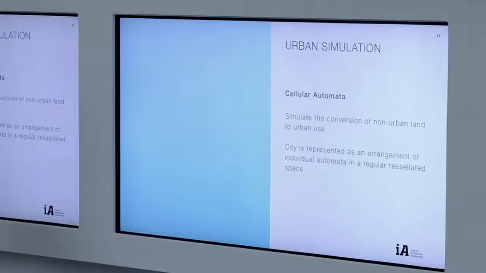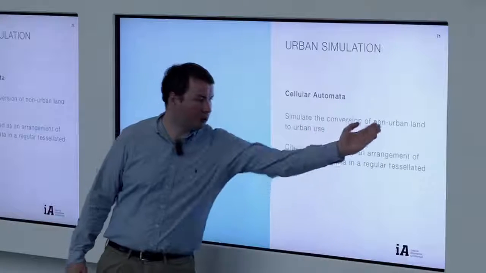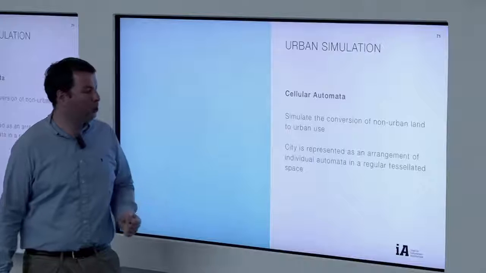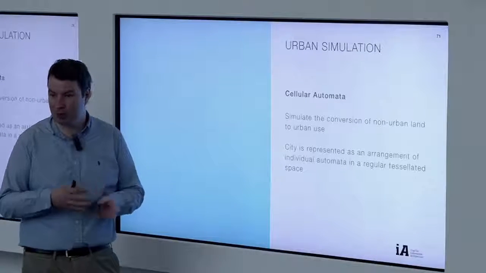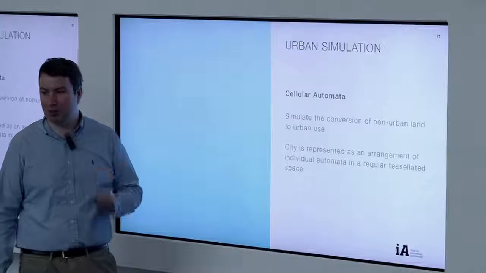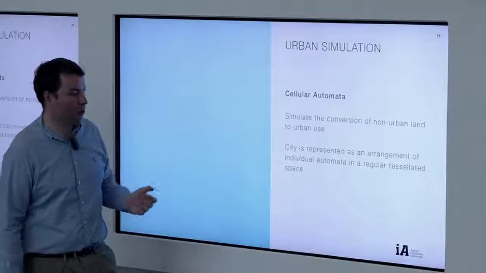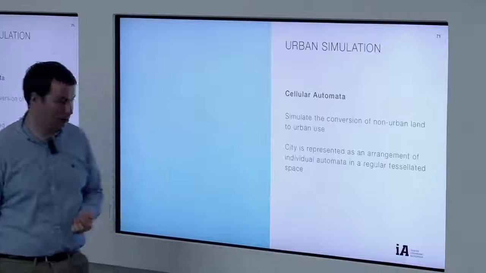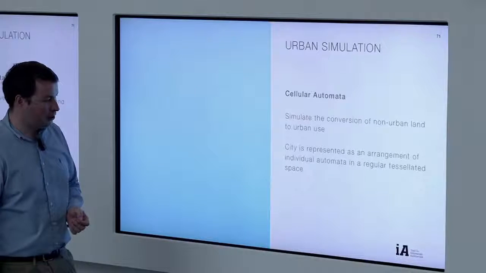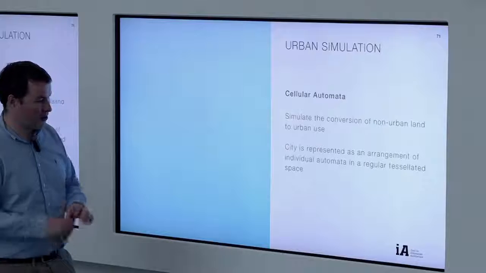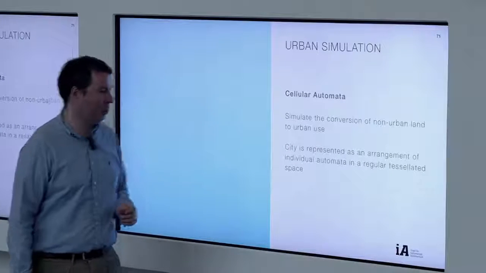The cellular automata idea is that you have a conversion of non-urban land to urban use. So it is something like a game of life-based thing. One pixel eats the other, and then it turns from being farmland into just urban land. And sometimes inside this urban land you can have decay processes, and then you have something falling down of the urban structure.